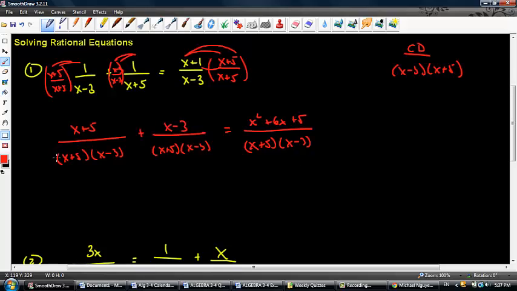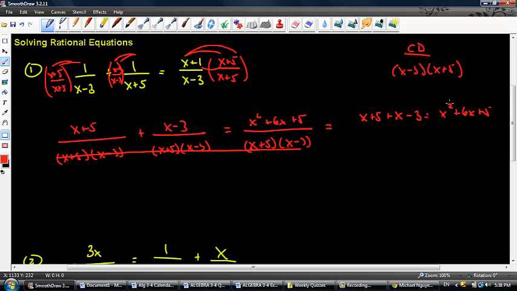Okay, well, since all my denominators equal each other, I can cancel them all out because my numerators are going to equal each other. So this is x plus 5 plus x minus 3 equals all this stuff here. Okay, so let's go and solve for x.